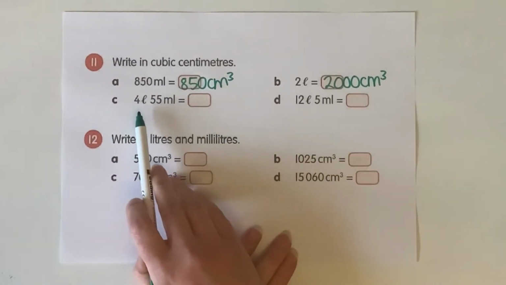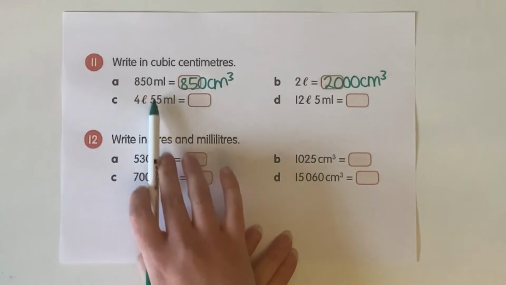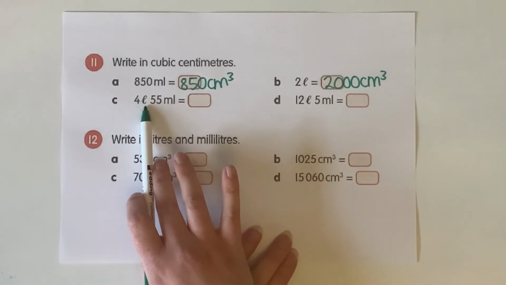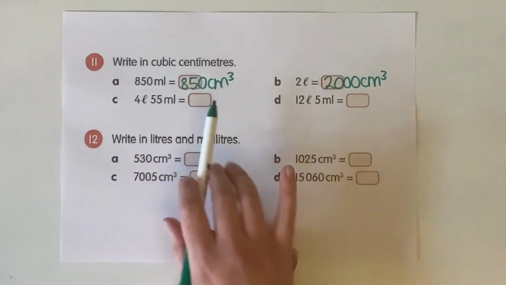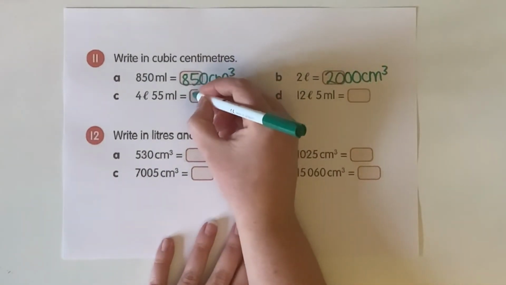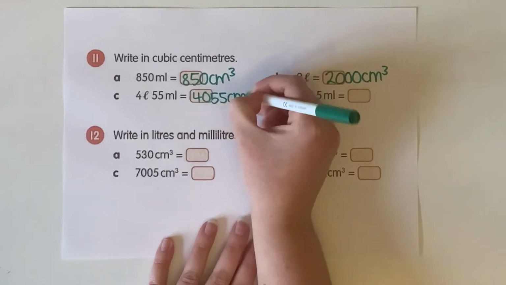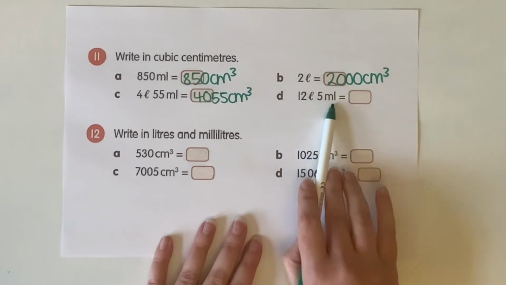Okay, C, 4 litres and 55 millilitres. Once again, converting the litres into millilitres, 4 litres would be 4,000 millilitres. So I'd have 4,055 millilitres. Converting into cubic centimetres would be 4,055 cubic centimetres.